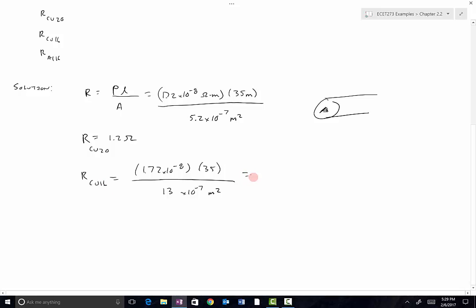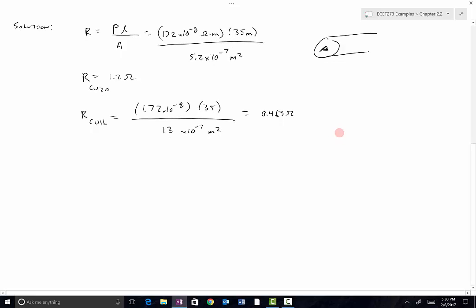Anyway, we get an answer there of 0.463 ohms for that calculation. So we also see that as wire diameter increases, the resistance for the same length decreases. So bigger cross-sectional area wires for the same material have a lower resistance associated with them. So now we've compared two wire diameters or cross-sectional areas to one another for the same material. What happens if we now just go ahead and change that material?